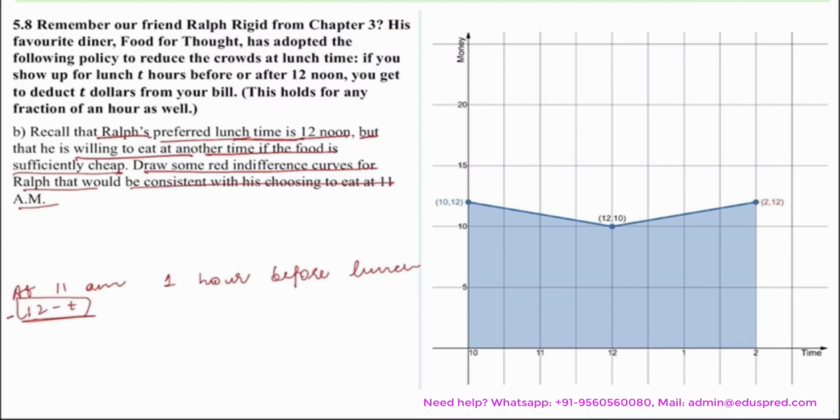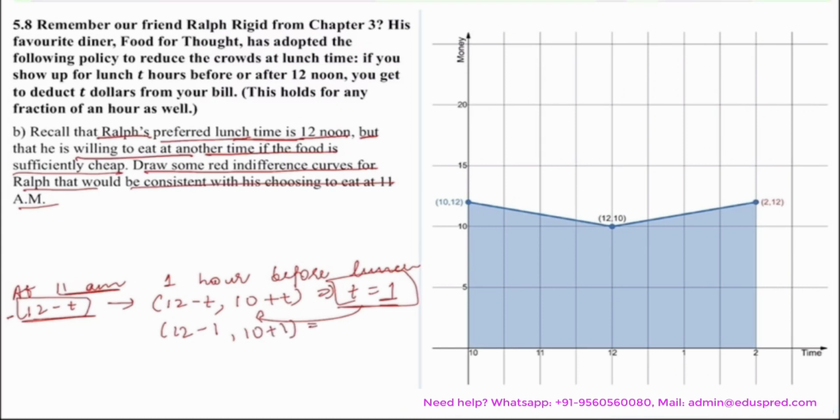And from here, I was able to get my consumption bundle, which would be 12 minus t, comma 10 plus t. t is the hours before he is eating the lunch compared to 12 noon. In this particular case, he is eating 1 hour before noon, so t takes the value of 1. Substituting the value of t into this consumption bundle, I would get my desired consumption bundle. That would be 12 minus 1, comma 10 plus 1, which is nothing but 11, comma 11. So which would lie here.